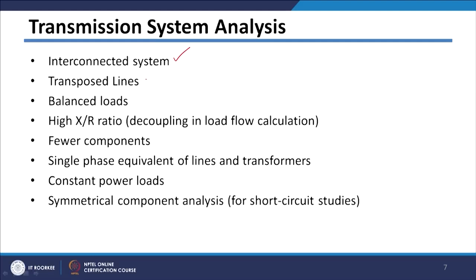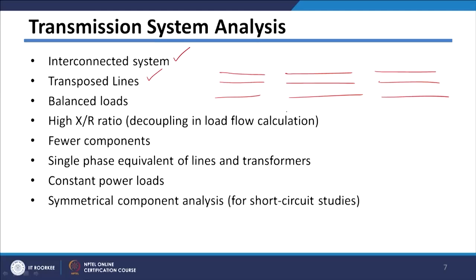Then we know that these transmission lines are basically transposed. Transposed means these lines will be changed at different locations. So, every conductor of this line will take the location of every other conductor. So, we know that these lines will be transposed lines. Then we know that loads are balanced. Generally at the transmission level, loads are balanced.